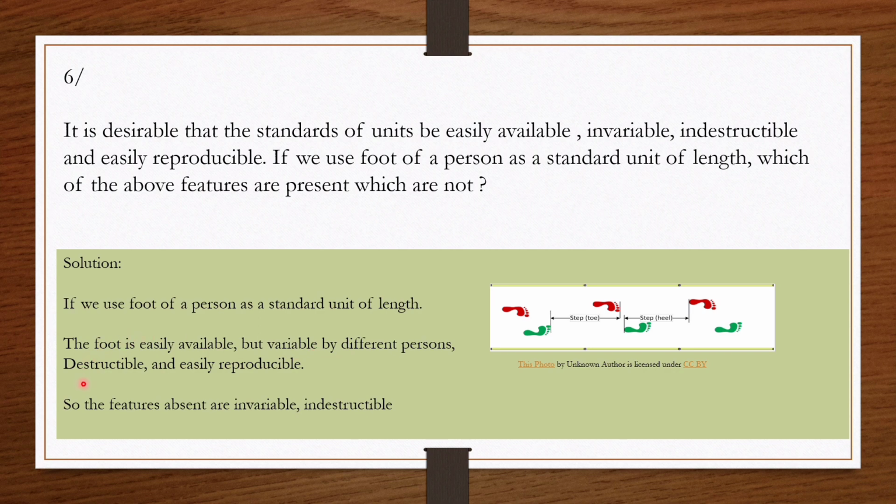Then it is indestructible, and lastly easily reproducible, that is, we can measure it by taking one step, then the second, then the third, then the fourth. So the features absent are invariable and indestructible.